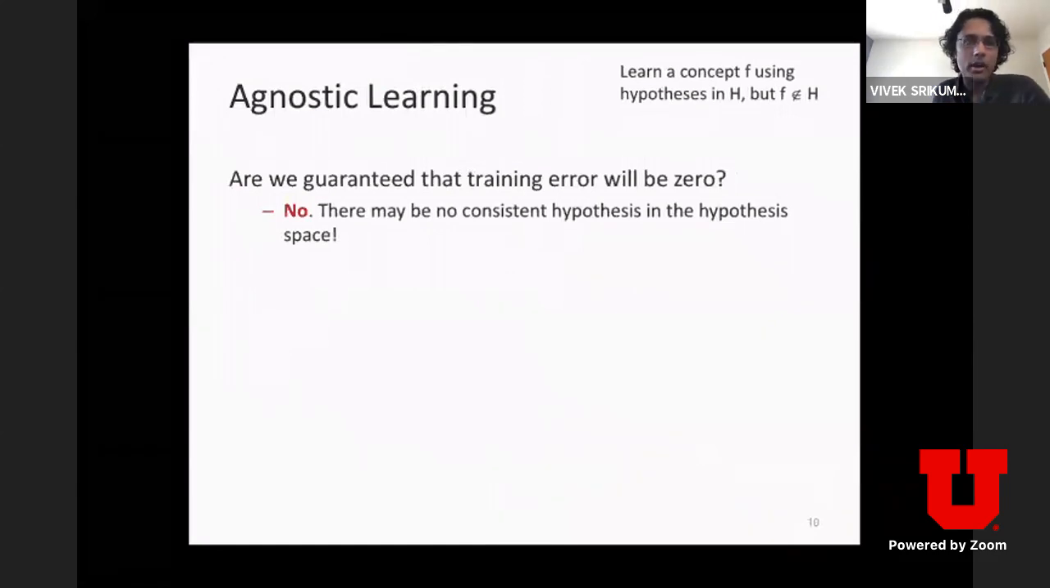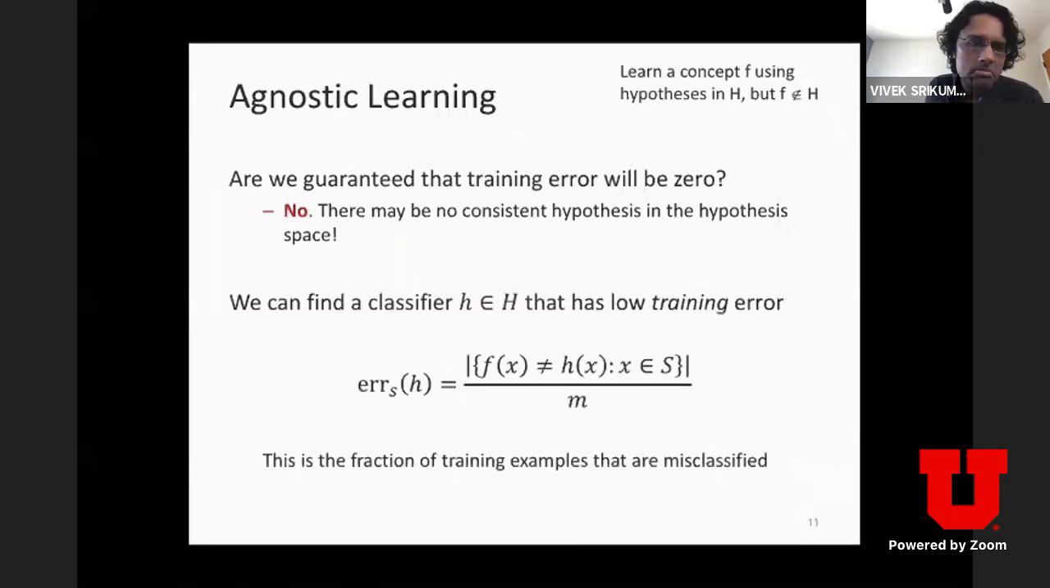The first thing to think about is if we are learning a concept class using a certain hypothesis class, but the true function may not be in it. If that happens, we are not even guaranteed that the training error will be zero, because it's entirely possible that not a single function in the set of functions we are exploring correctly predicts every example in the training set. So the training error need not be zero. All we can do is find a classifier that maybe has a low training error.